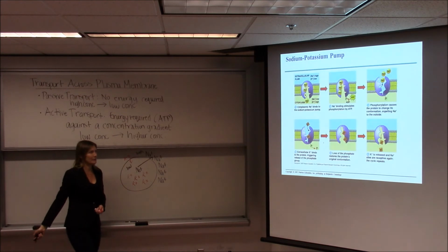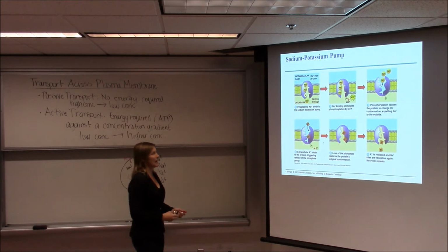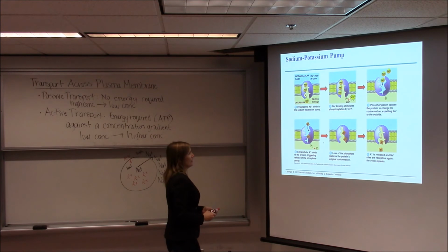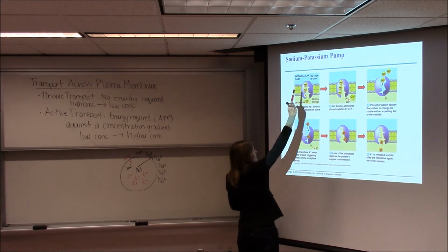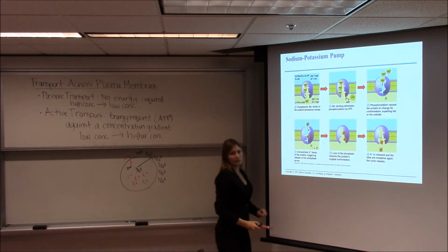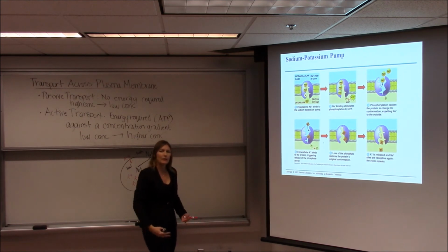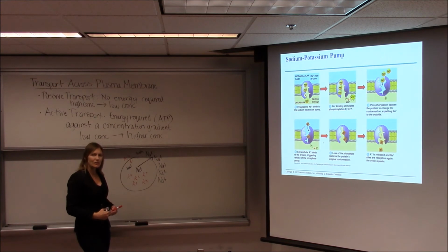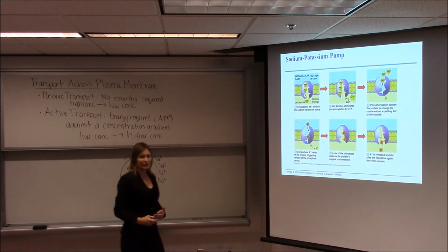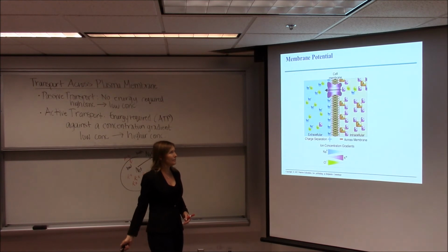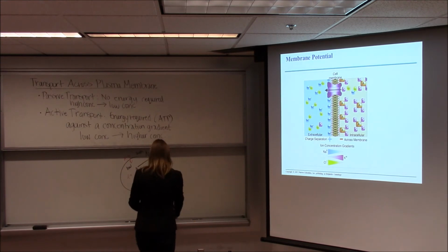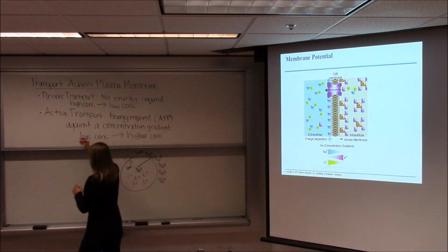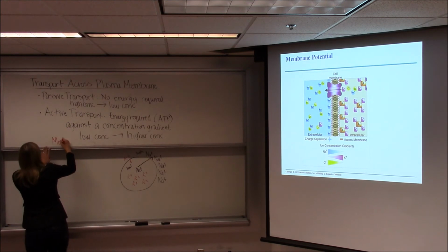This is just another schematic of that same thing. We're pumping sodium out, and we're bringing potassium in. Again, you'll learn about this in more detail. What you need to know at this point is that it's called active transport. It's against a concentration gradient, so it does require energy in the form of ATP. This is going to be very important also when you understand membrane potential. And that's a very good example of active transport.